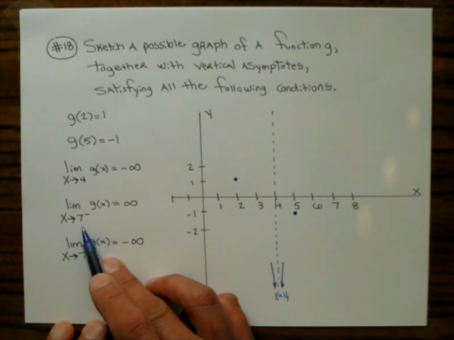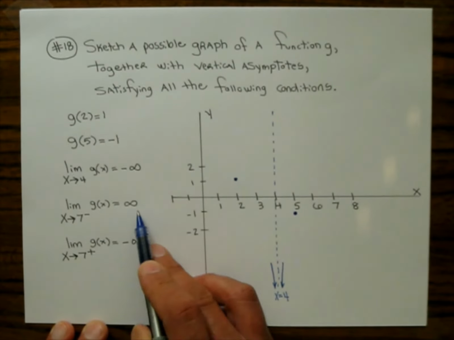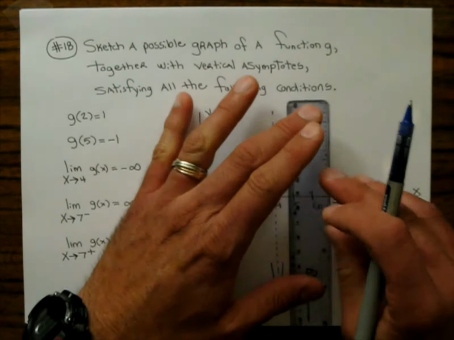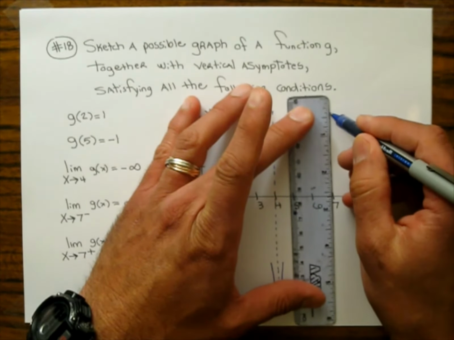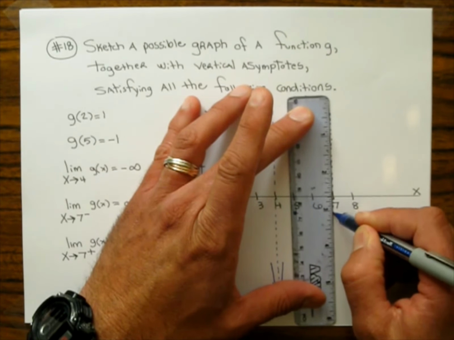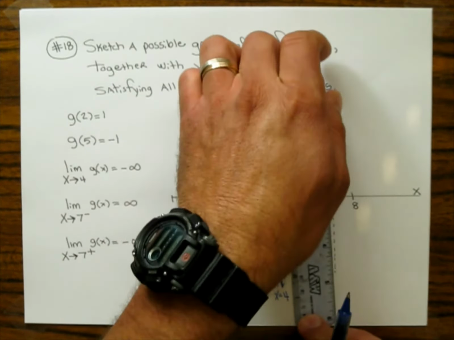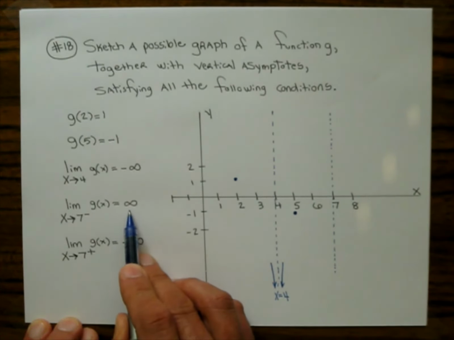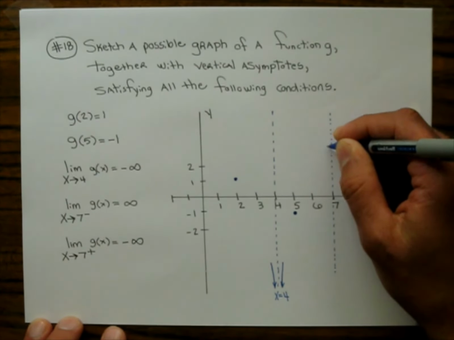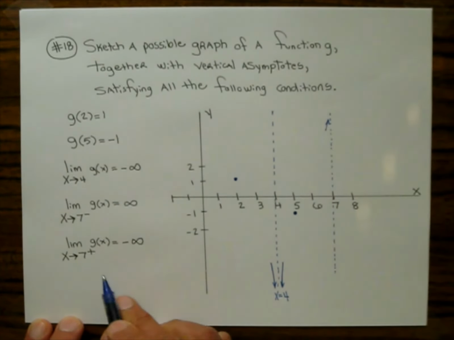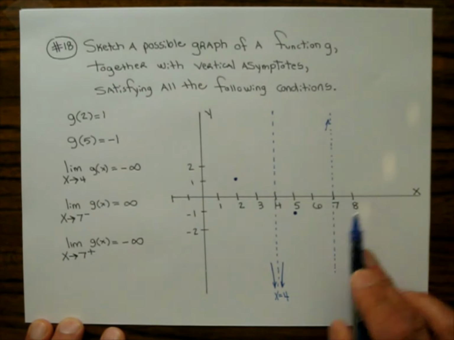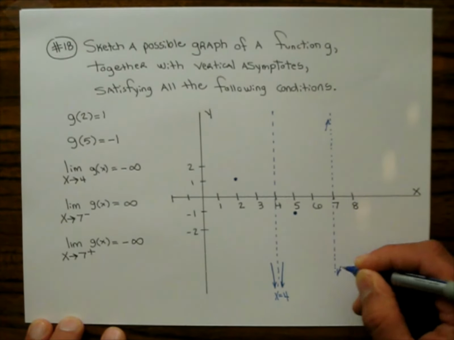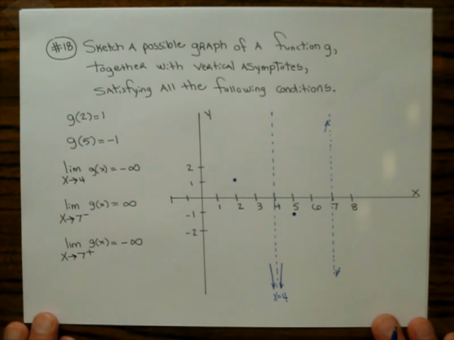We also see at 7, from the left and from the right, we have infinity and negative infinity. So x equals 7 is going to be another vertical asymptote. I'll draw that right here. As you approach 7 from the left, you're going to infinity, so you're going up. As you approach 7 from the right-hand side, the limit is negative infinity, which means it's going down like this. Those were all the clues that were given.